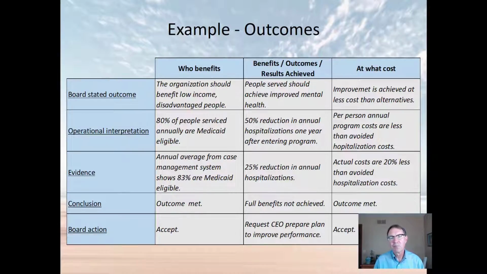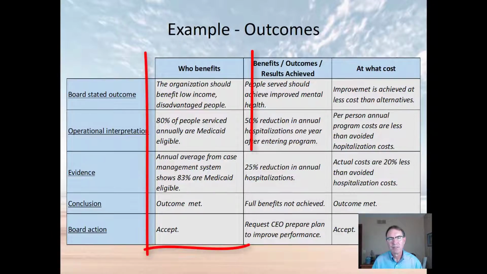So let's go through an example here on the outcomes side of things. These are made up, and to illustrate the point, let's start with the benefits column, who benefits. This is taking the basic structure we covered earlier about who benefits, what are the outcomes, and at what cost. So in the who benefits column, the board might state something like the organization should benefit low-income, disadvantaged people. Fairly broad, but it's clear what you're trying to achieve.